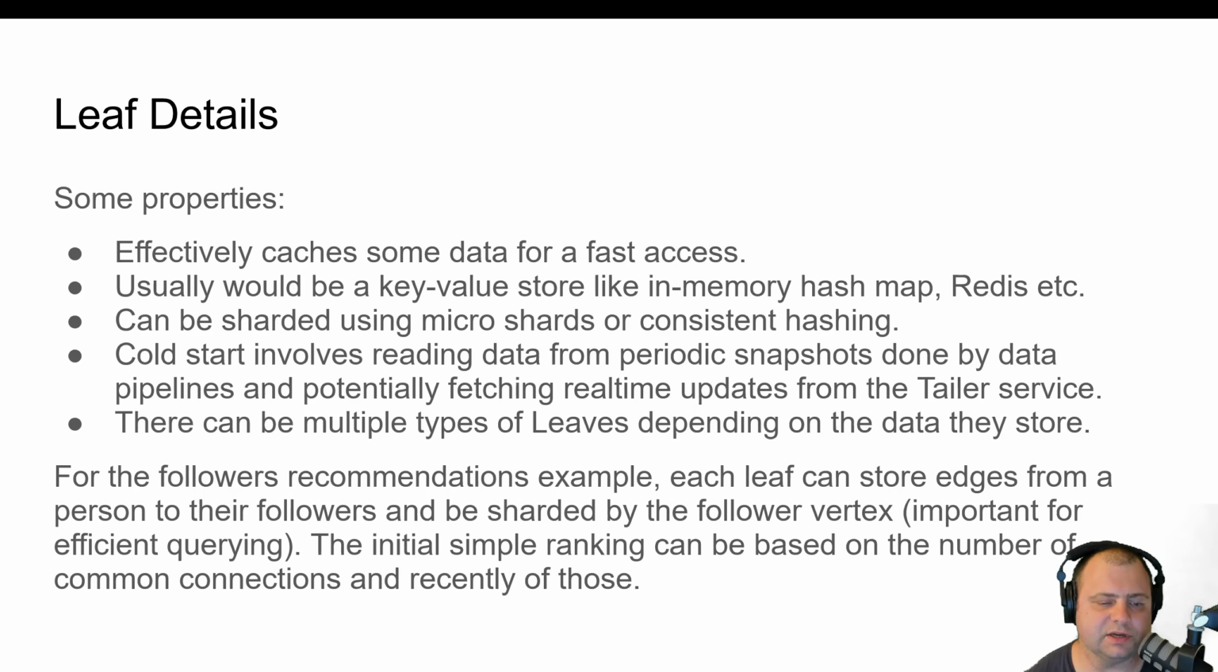And there also can be multiple types of leaves. You can have some indexes for connections, you can have indexes for just followers, etc. For the follower recommendations example, a leaf can store, for example, edges from person to their followers, and we're actually going to shard by follower vertex, not by the person, because then it makes it much easier to actually do the aggregation and ranking on the leaves.